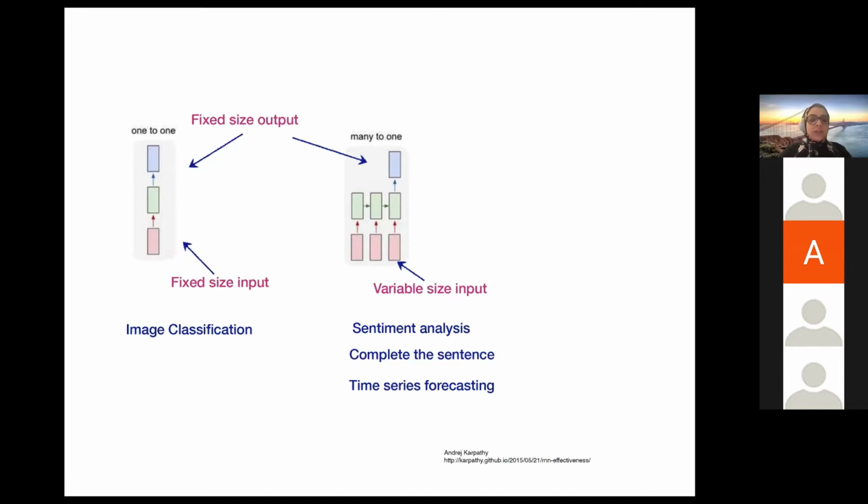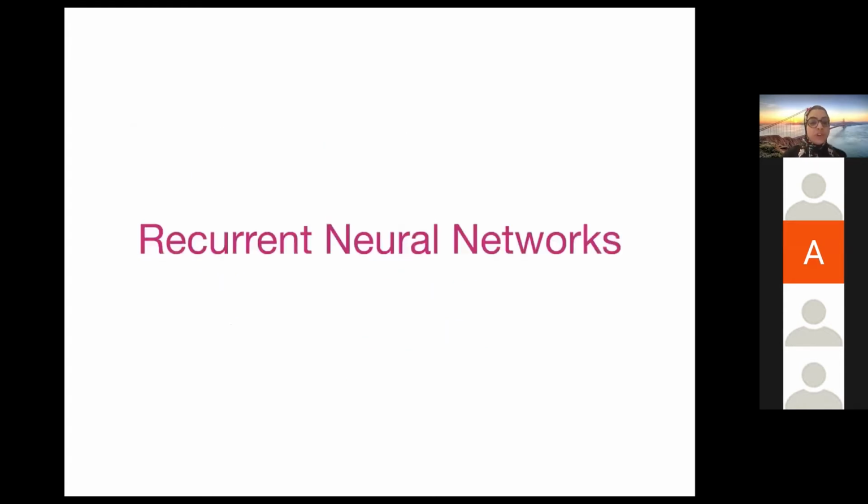Also, this is applicable in time series forecasting. So for example, if you have the previous history of a stock, and you want to forecast the next stock. So all of these aren't possible with the previous setup. So people started to think about, what can we do with this variable size input? And that's where recurrent neural networks came in.